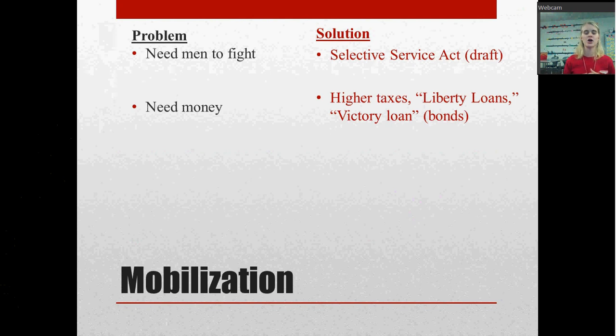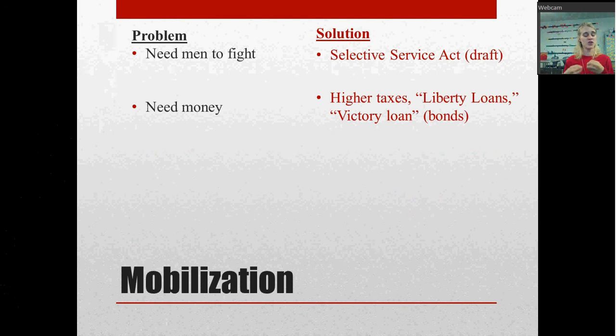So bonds are basically loans to the government, which is where they get these nicknames, the Liberty Loan or the Victory Loan. So essentially what you do is, let's say you want to buy a bond. You go and say, I want to buy a $20 bond. You pay $18 for that $20 bond, okay? So you've just loaned $18 to the government. Then, in like 10 years, that bond starts to mature in value, right? So by 10 years, that bond is worth $20.